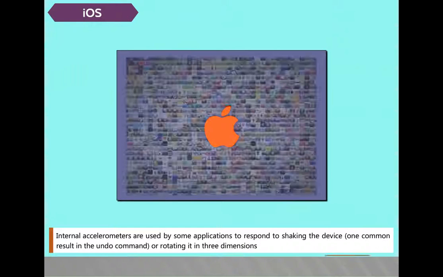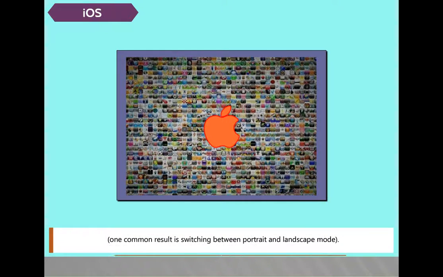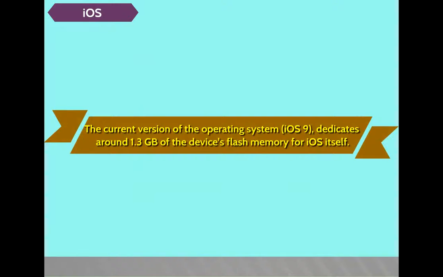Internal accelerometers are used by some applications to respond to shaking the device, that is one common result in the undo command, or rotating it in 3 dimensions, that is one common result in switching between portrait and landscape mode. The current version of the operating system, that is iOS 9, dedicates around 1.3 GB of the device's flash memory for iOS itself.